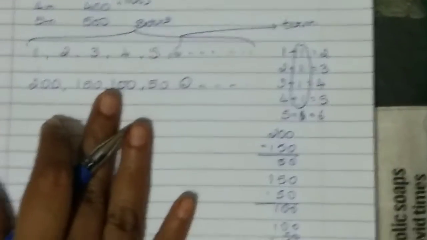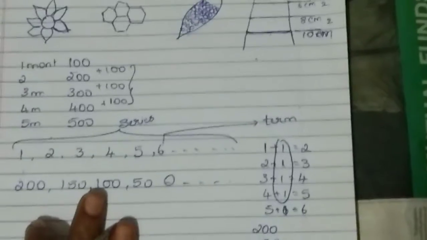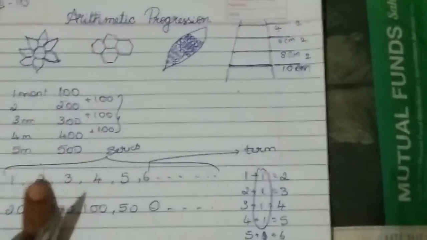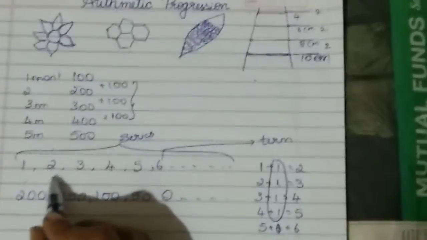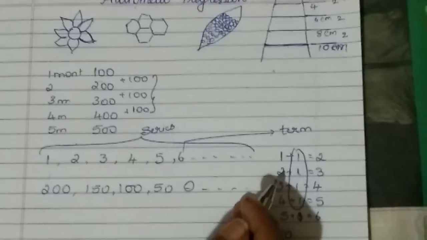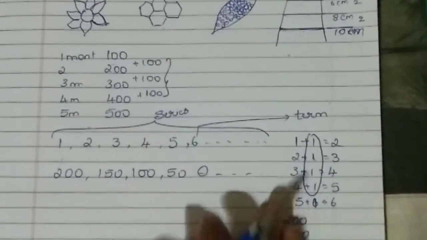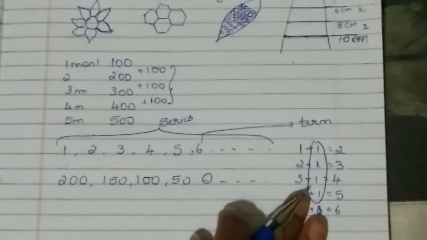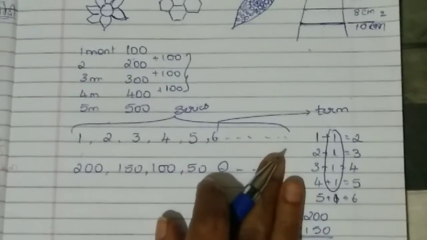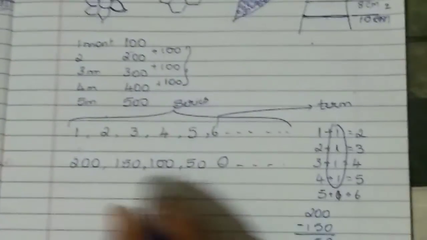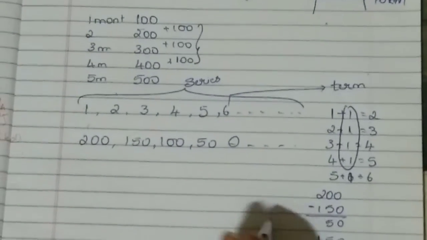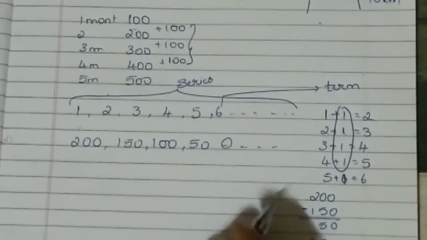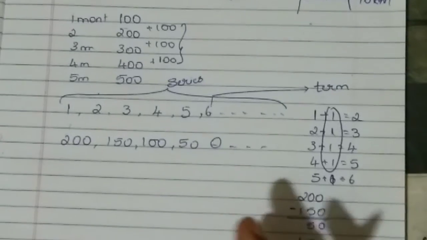So what is pattern? Pattern: a list of numbers in which each term is obtained by adding or subtracting a fixed number is called a pattern. Okay. So you got to know what is pattern.